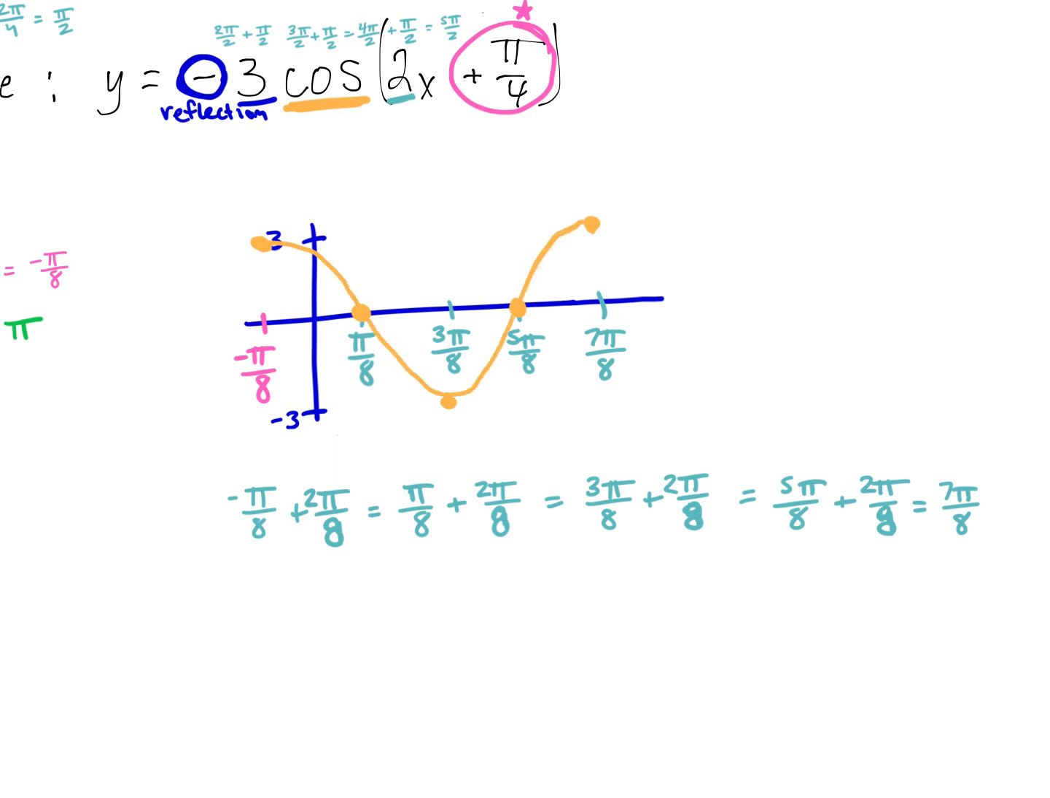But we have a negative graph. We said that we were going to have a reflection. So what do we do when there's a reflection? We flip it. So instead of starting at the positive amplitude, we're going to start down at the negative amplitude. Then we go to 0 at our next tick mark. Then we go back up to the positive amplitude, back to 0, down to the negative amplitude. So our graph looks like this. I'm going to erase the orange one because the orange one would be if it was a positive, just to give you a visual of what it would look like positive. But this one's a negative cosine graph, so we had to flip it. So we had to apply that reflection.